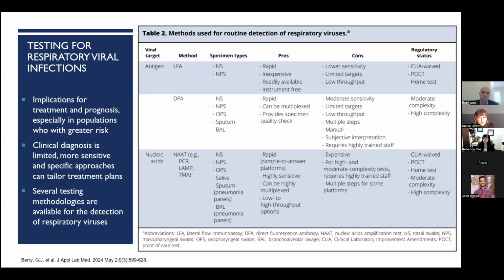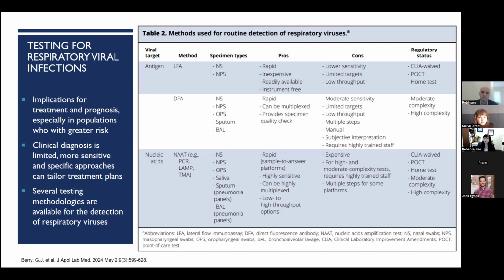With that said, because there are populations that can develop severe disease, it is very important to test for respiratory viral infections. There are implications for treatment as well as prognosis. It is possible to make this diagnosis just based on clinical symptoms. However, that can be very complicated. As many of us know, a lot of those symptoms can be very nonspecific. Hence, that is why you want a more sensitive and specific approach to tailor such treatment plans.